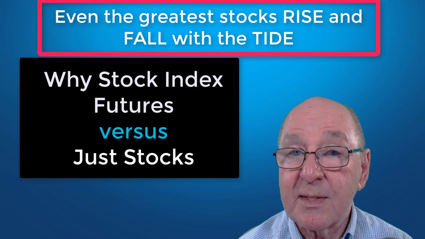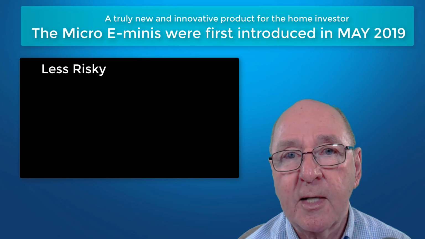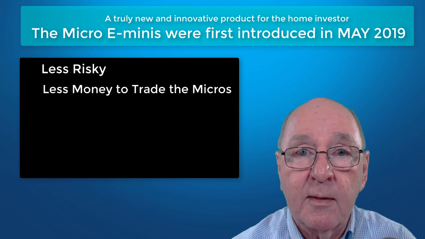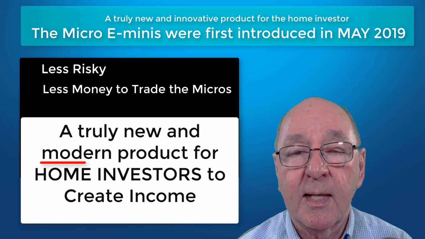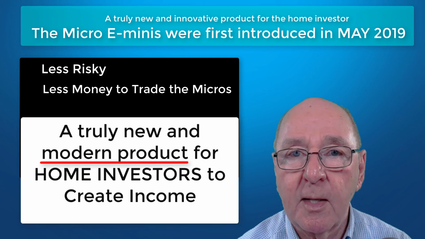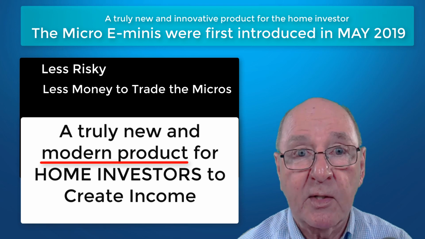So it's less risky, I think, to trade right now in the stock index futures and take a part of your portfolio. But the other nice thing about it is these are new products. They're 1/10 the size, which means it takes less money, lower risk. It's within reach of the home investor to be able to learn to trade these things to try to create a second income. And that's what we're going to talk about today.